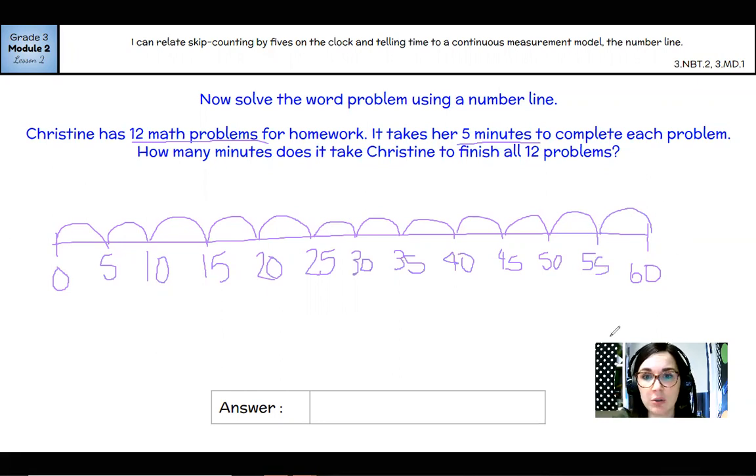We would still use the same equation. 12 times 5, or 5 times 12 equals 60.